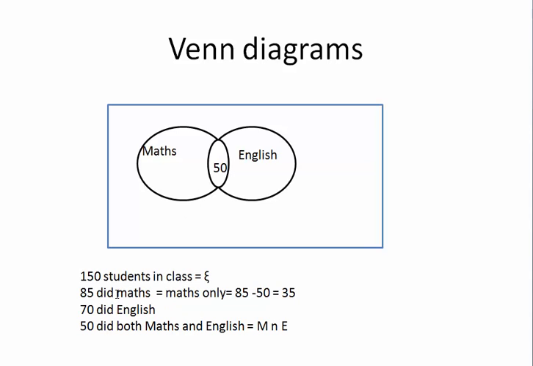So 85 did maths. So the maths only is 85 minus 50, which is 35. So put the 35 with the maths. And then let's carry on to do the English. So the English only would be 70, because 70 did English, minus this 50, which is the overlap, which is 20. So our final Venn diagram would look something like this.